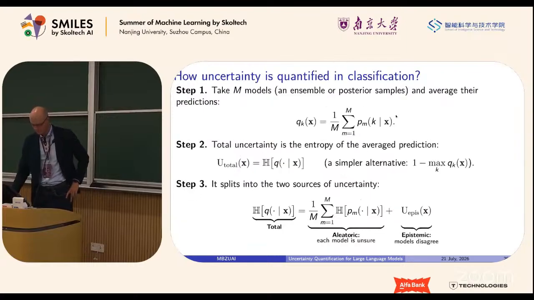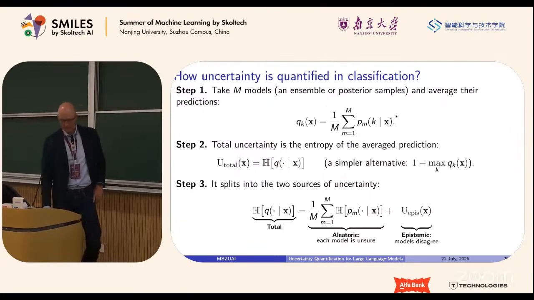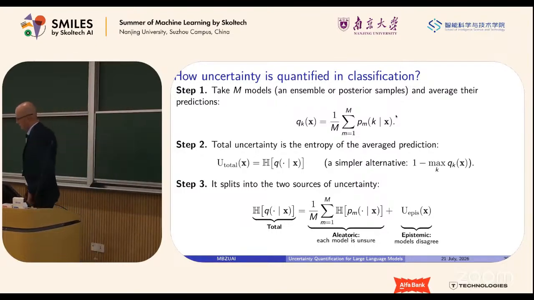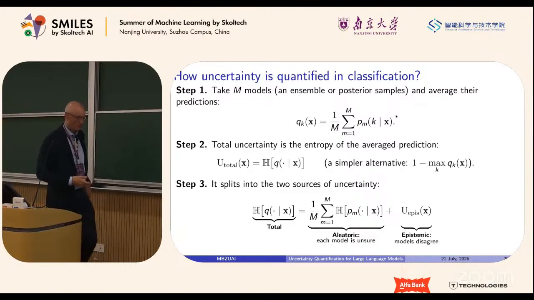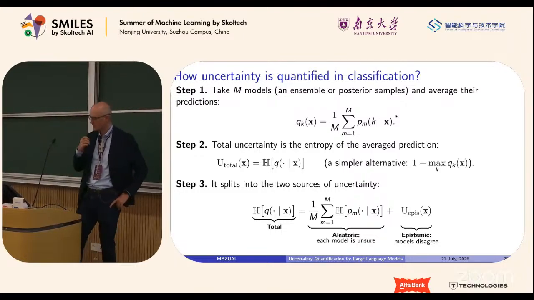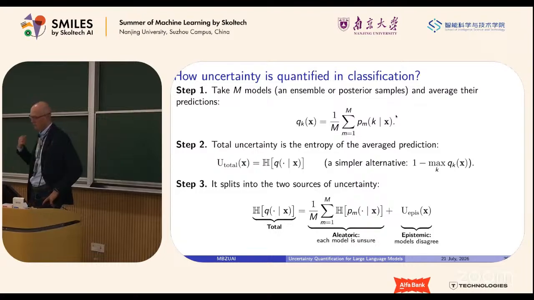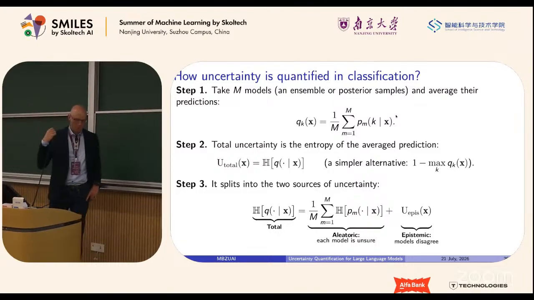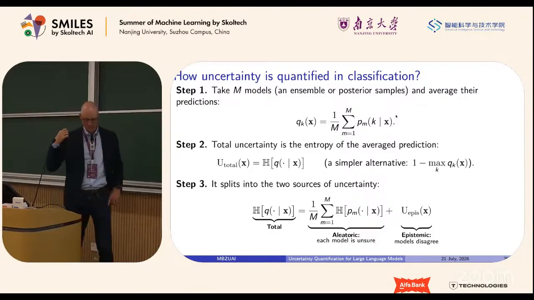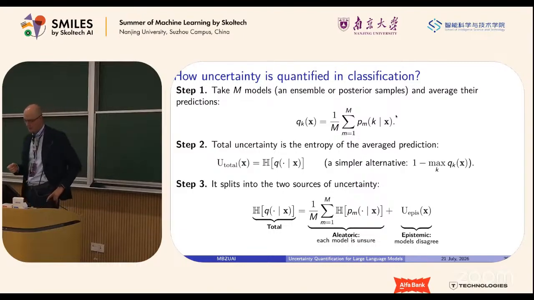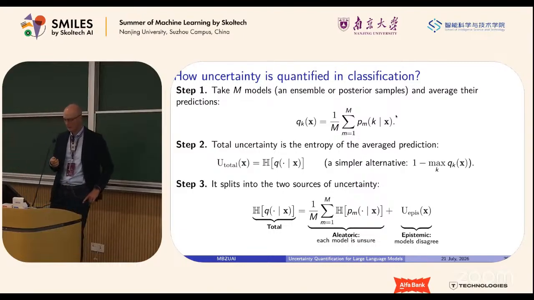Just a few words about how we can compute uncertainty for classification. When we have some model that gives us a probability distribution over our classes, aleatoric uncertainty can be estimated. The best way of estimating it would be just looking at the probability of our classes, or the entropy over our classes. That would probably be the best way of thinking about aleatoric uncertainty.